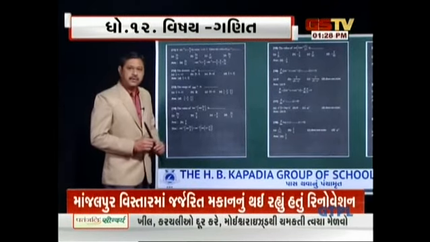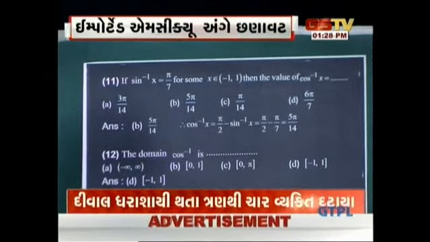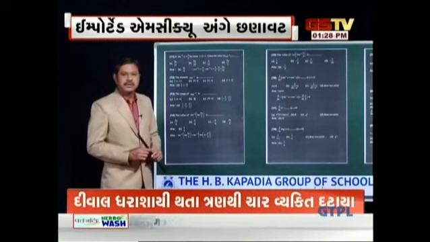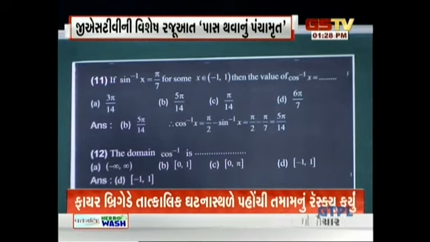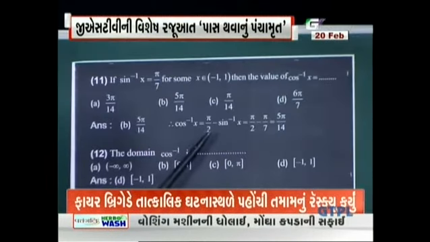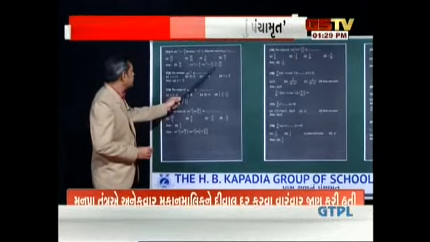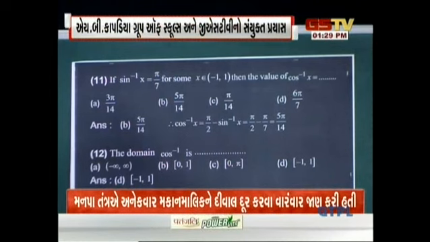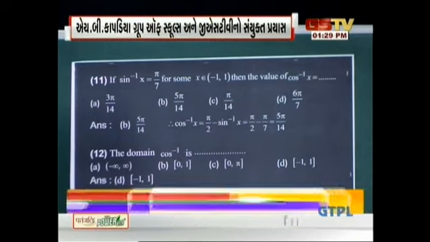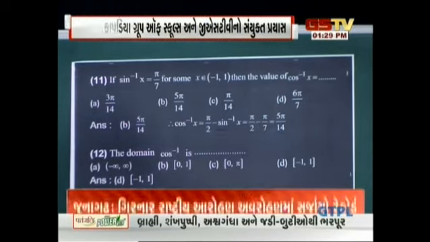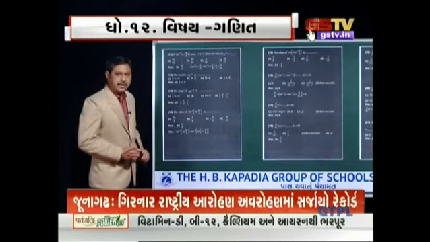Students, it's a formula based question. Sine inverse x is given and we have to find the value of cos inverse x. If you remember the result, sine inverse x plus cos inverse x is pi by 2. Here they apply cos inverse x is equal to pi by 2 minus sine inverse x. Pi by 2 minus the value of sine inverse, which is pi by 7. So pi by 2 minus pi by 7, we take LCM 14. So 7 minus 2 is 5 pi by 14. So 5 pi by 14 is option B, the correct answer.